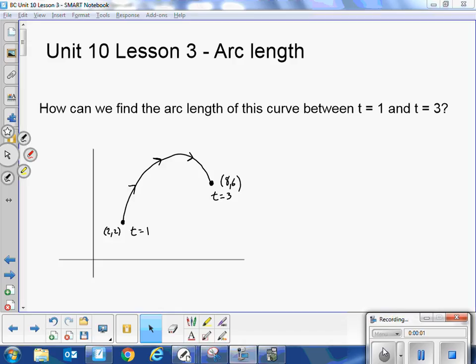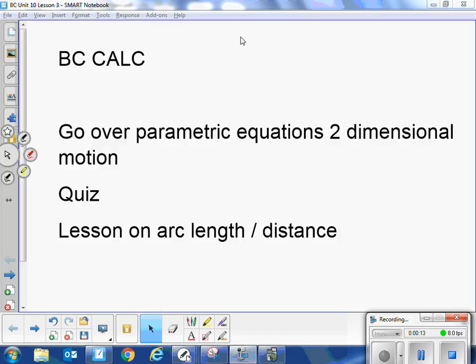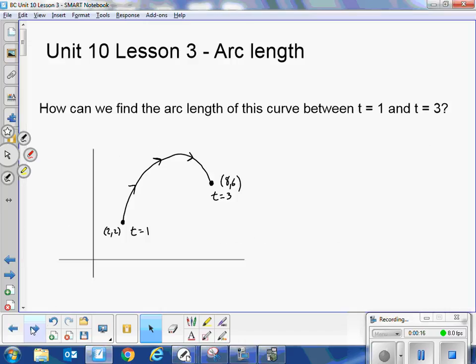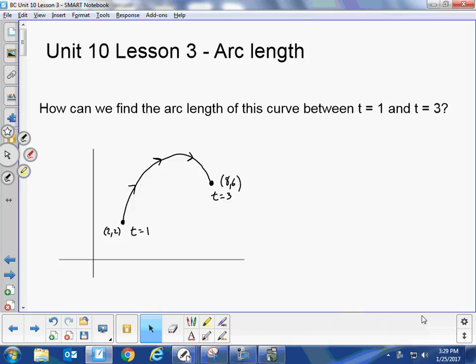We're going to talk about finding an arc length. We're going to try to come up with an expression to find the arc length of this curve between t equals 1, where we have (2, 2), and t equals 3, where we have (8, 6). Let's sketch that really quickly if you want to.